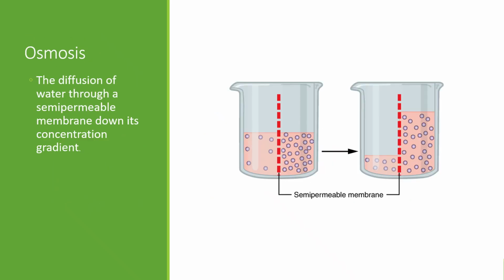If we're talking about a very specific type of diffusion that involves water, then we talk about osmosis. Osmosis is specifically the diffusion of water through a semi-permeable membrane down its concentration gradient. They're showing you that in the picture. You have your semi-permeable membrane and water on one side, and as that water moves over to the other side, notice that the volume increases.